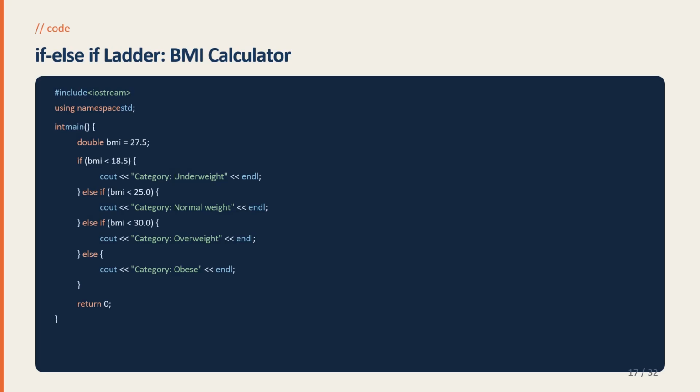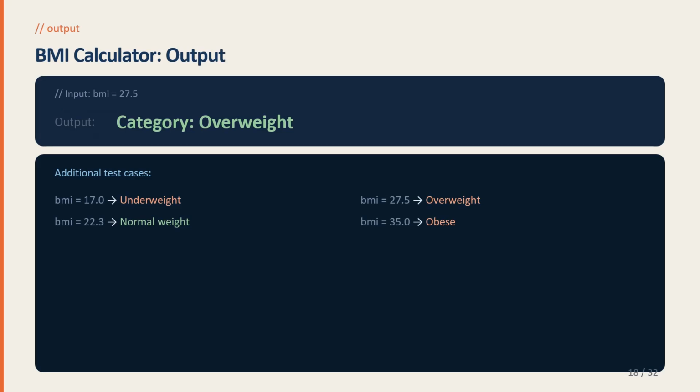Next is a BMI calculator example. Here the ladder is used to categorize a person's BMI, body mass index, into underweight, normal, overweight or obese. Here is the output. The BMI value is 27.5 and the category is overweight, based on the conditions that have been given in the program.